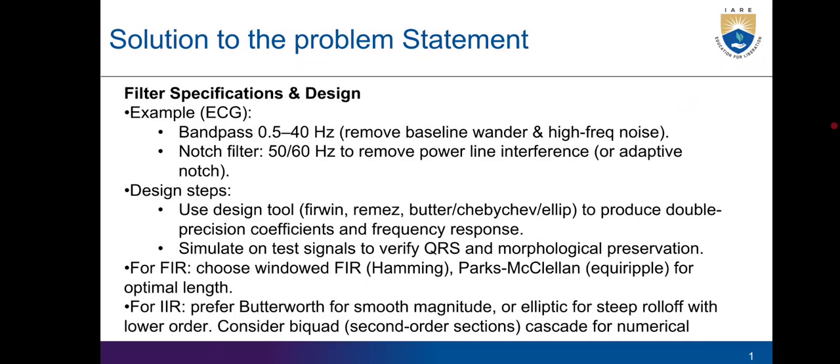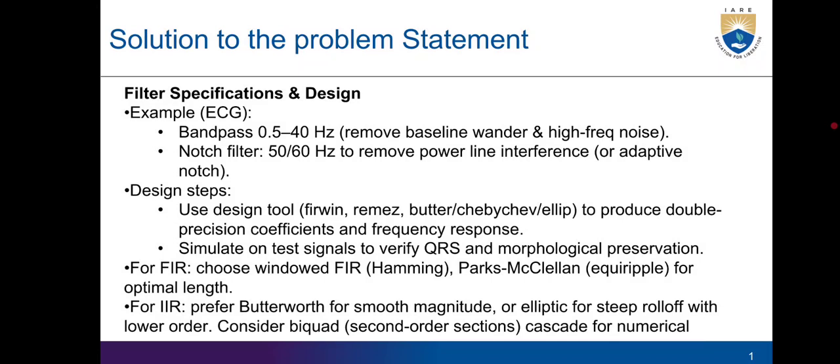Filter specification and design. Example: band pass 0.5 to 40 Hz, notch filter 50 to 60 Hz to remove the power line interference. Design steps: use the design tool to produce the double precision coefficients and frequency response. Simulate and test signals to verify the QRS and morphological preservation. For FIR, choose the window FIR or Parks-McClellan for optimal length.